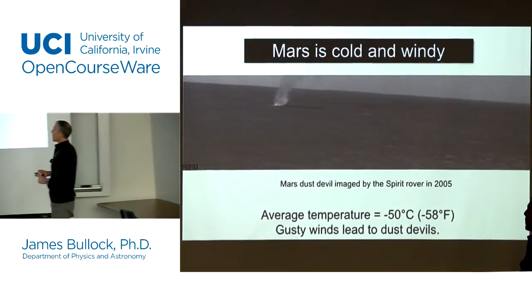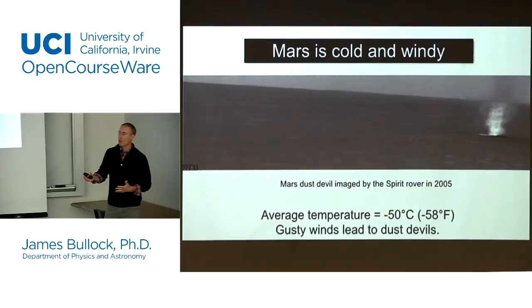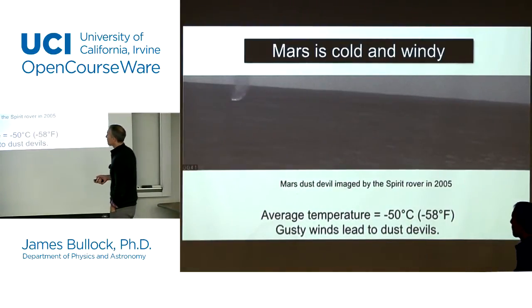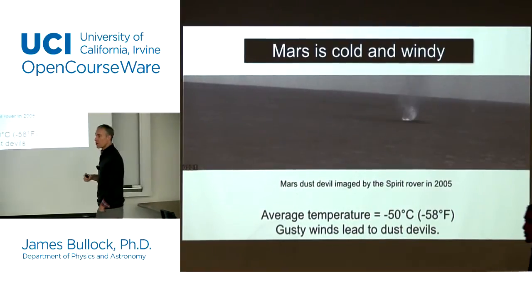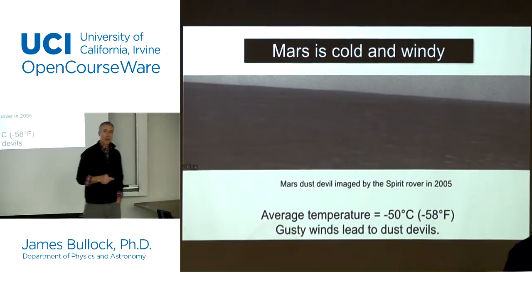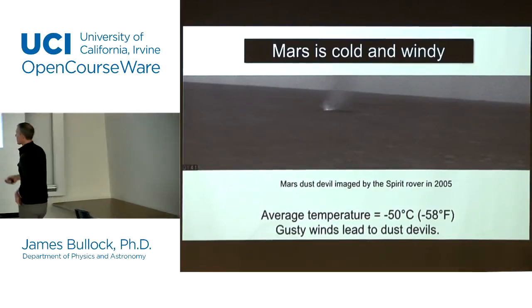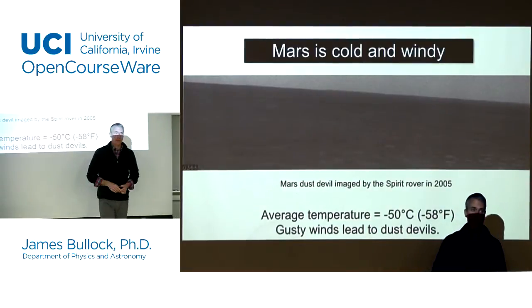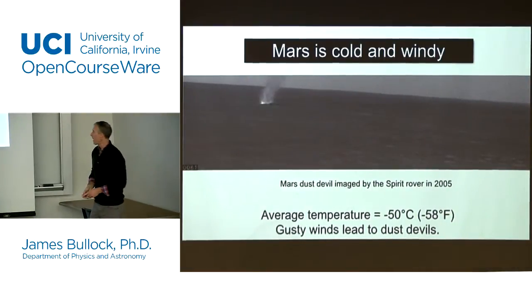It's also extremely windy. It has a weak atmosphere, but it does have some atmosphere, and it does have a windy surface. What's shown here is a movie of a little dust devil swirling along the surface of Mars. Just like the kind of dust devils you'll see in the desert, say in the southwest US, you will see those kind of dust devils on Mars as well. This one was actually taken from one of the robotic landers called the Spirit rover in 2005. It was a little movie of a dust devil going across its path.